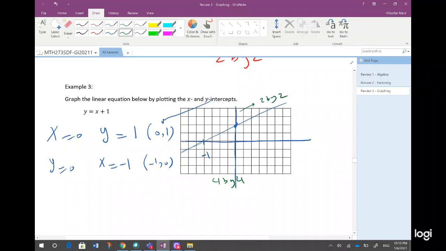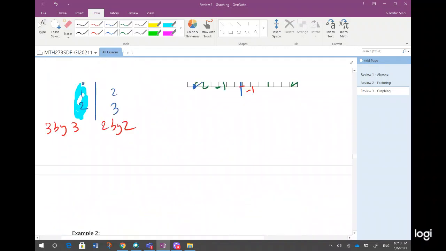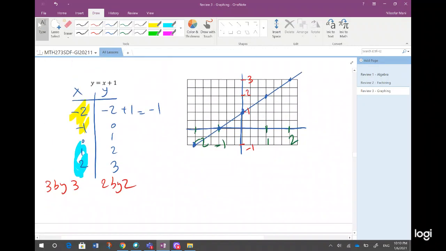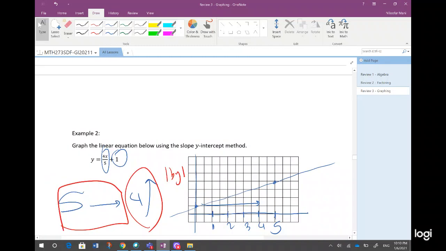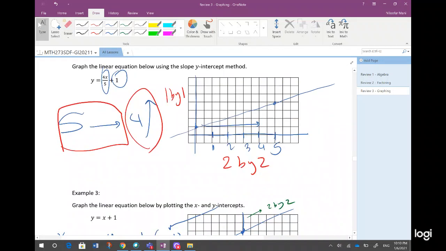These are faster than the first method. The first method is more accurate because I have more points. There I have to give values to x, calculate y, find all those points, and then connect them. But I have 5 points. The best way is to have 3 points: 2 points to connect them, and the third point just to check that I didn't make any mistake.